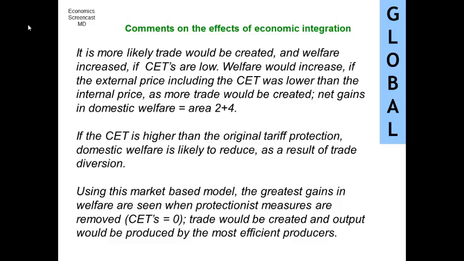The last one is really a general point about the market-based model that we're using, and the fact that with no tariffs, this simple model would suggest that the greatest gains are to be had when tariffs are eliminated. And that concludes this screencast on the effects of economic integration in the context of becoming a member of the EU and therefore a member of the customs union, using the entry to the EU of Croatia as an example.